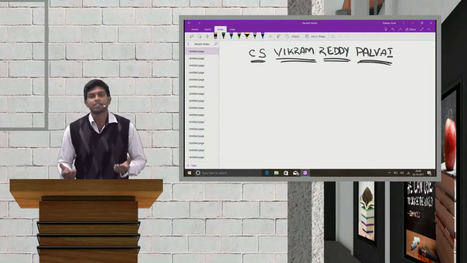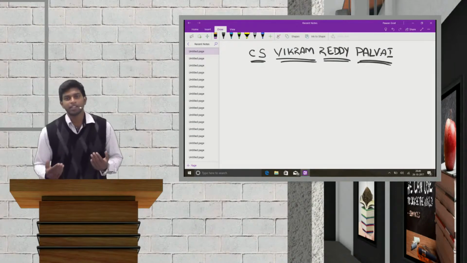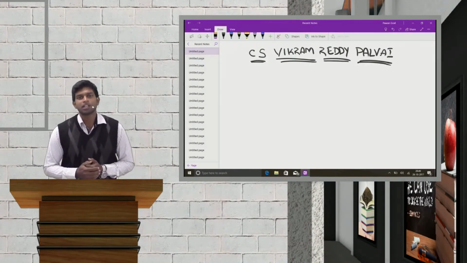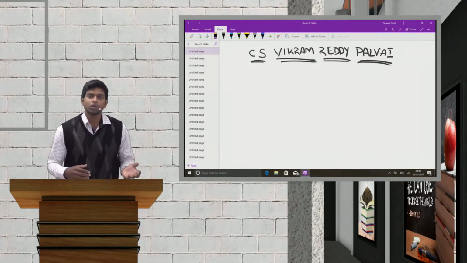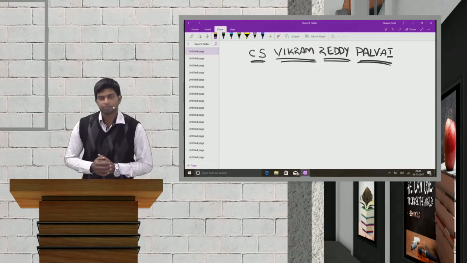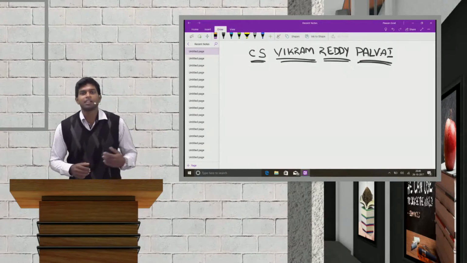Today's topic is Section 96 of the Companies Act 2013, that is Annual General Meeting. As the name itself indicates, it's a meeting of shareholders conducted once in a year. Now the question is, what does a year mean? Is it a calendar year or a financial year? The answer would be calendar year.